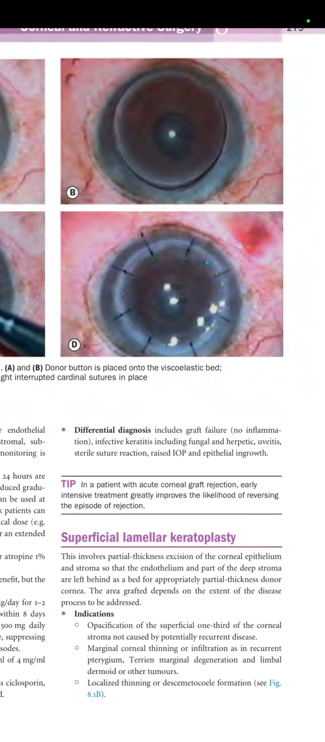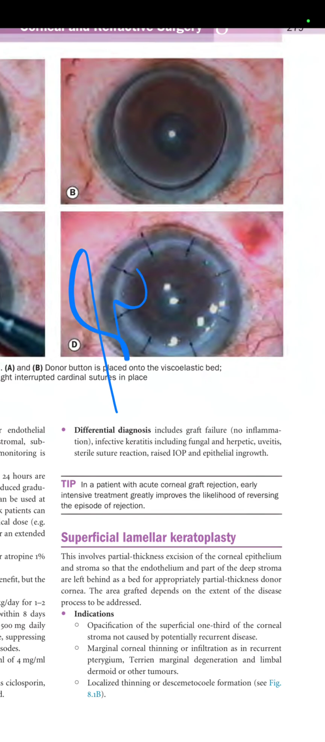Superficial lamellar keratoplasty involves partial thickness excision of the corneal epithelium and stroma so that the endothelium and part of the deep stroma are left behind as a bed for an appropriate partial thickness donor cornea. The area grafted depends on the extent of the disease process to be addressed.